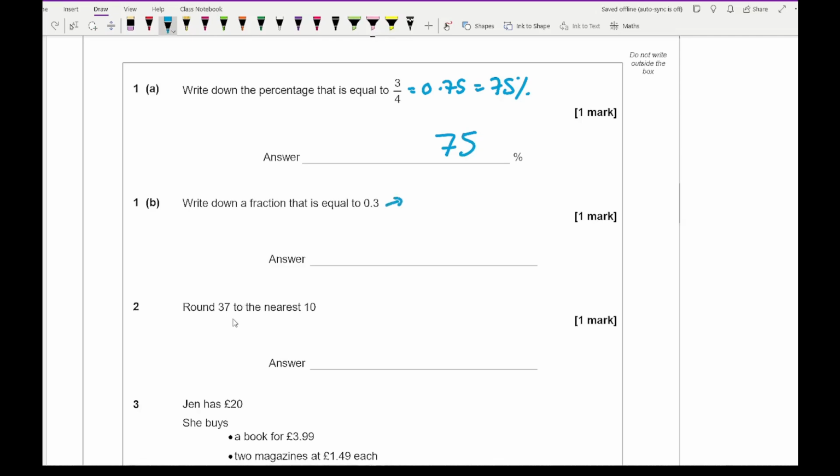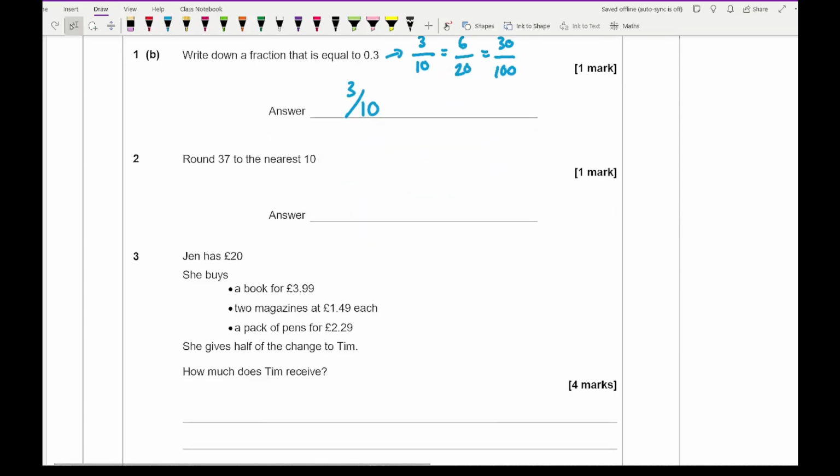So here you can write, now this probably simplified one is going to be 3/10, but if you wanted to go a little bit rogue and go for 6/20, you could go for 30/100. Any of those would be fine. So anything equivalent to 3/10 would have been absolutely fine because it doesn't actually say for you to write in its simplest form. For question 2, it says round 37 to the nearest 10. So that should be relatively straightforward and the answer is 40.